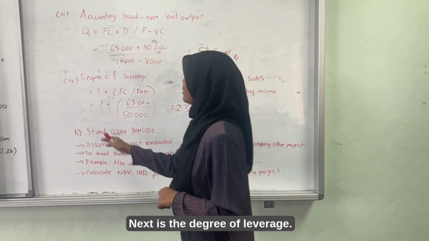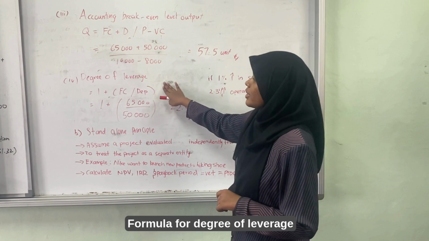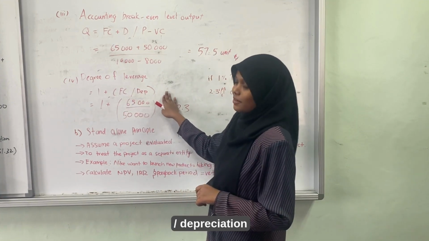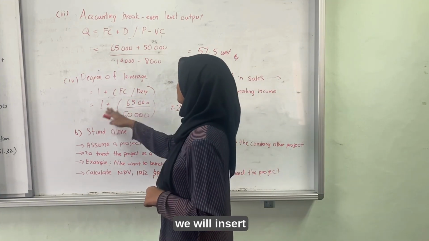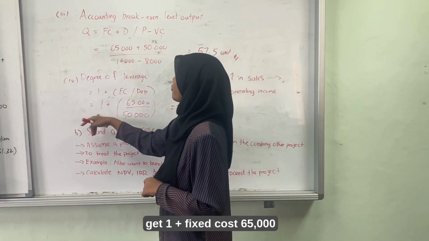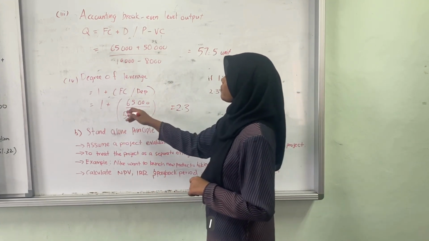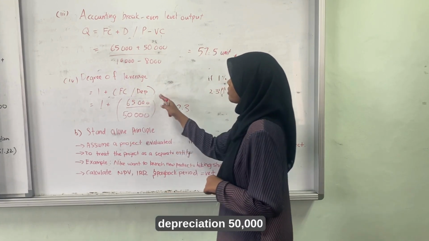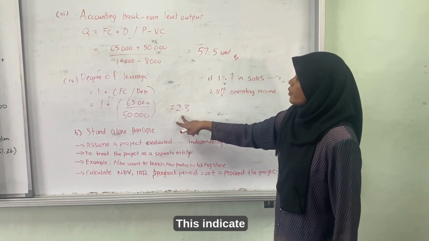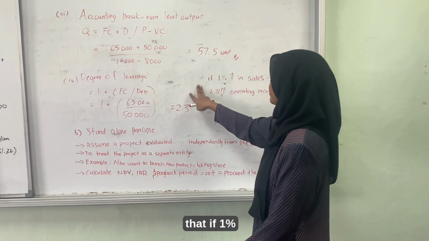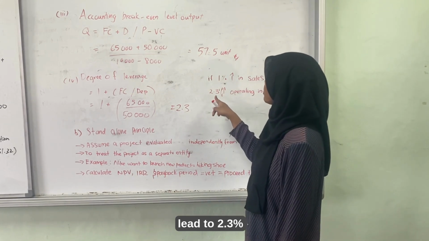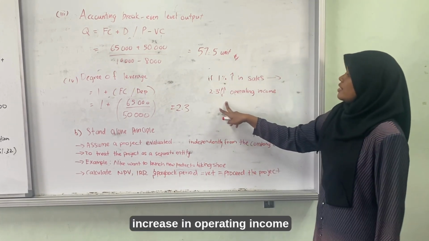The next is the degree of leverage. The formula for the degree of leverage is 1 plus fixed cost divided by depreciation. Then we insert the data into the formula, and we will get 1 plus the fixed cost 65000 divided by the depreciation 50000, and the answer we get is 2.3. This indicates that if there is a 1% increase in sales, it will lead to a 2.3% increase in operating income.